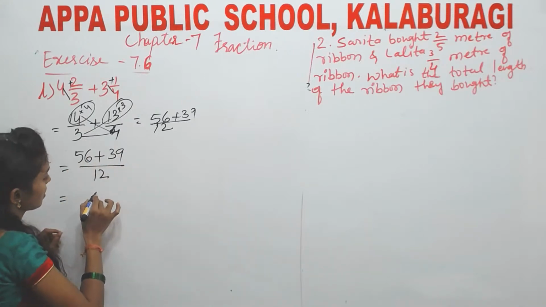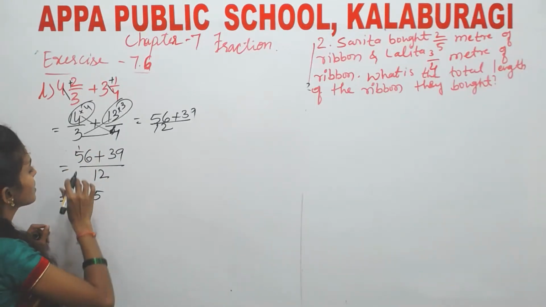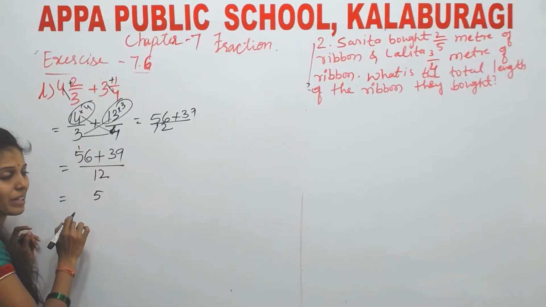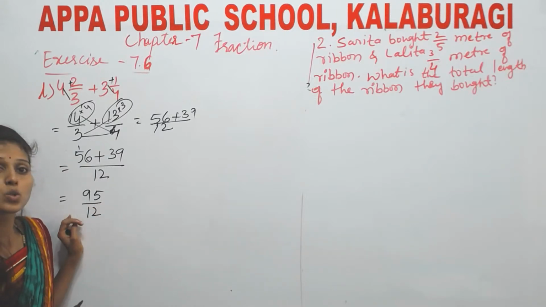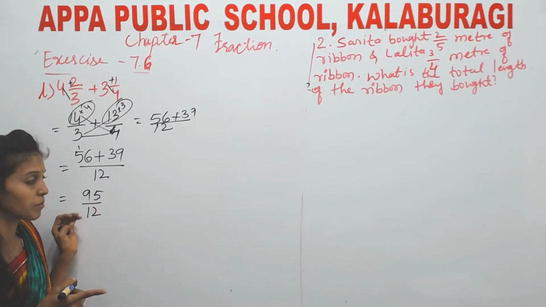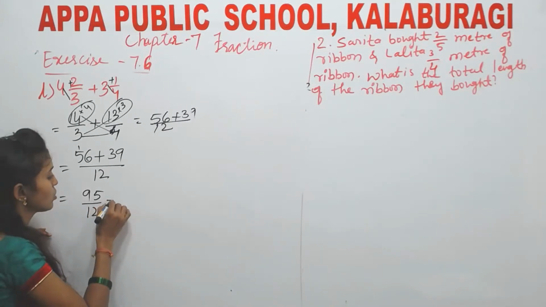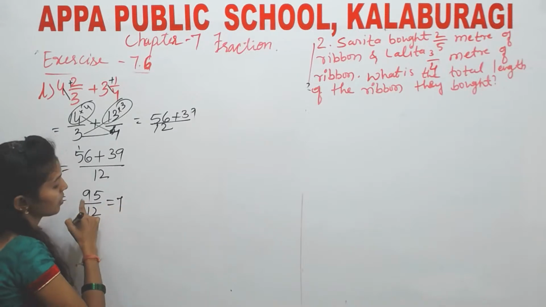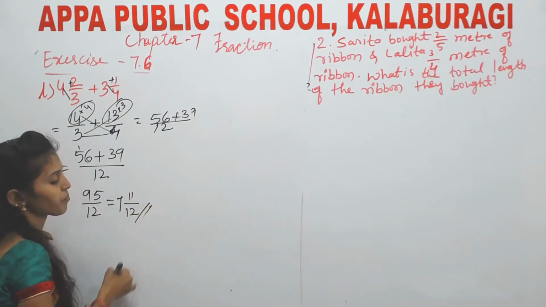Yes. Add up. 6 plus 9, 15. So, 5 plus 1, 6. 6 plus 3, 9. 95 by 12. 12 8s are 96, but it is 95. Improper fraction, convert. So, 12 7s are 84. Still 11 will be remaining by 12.